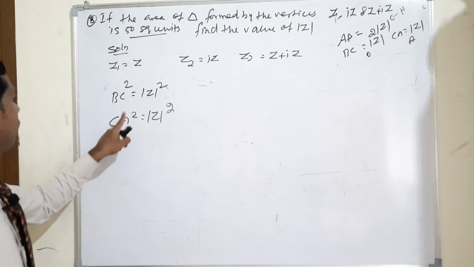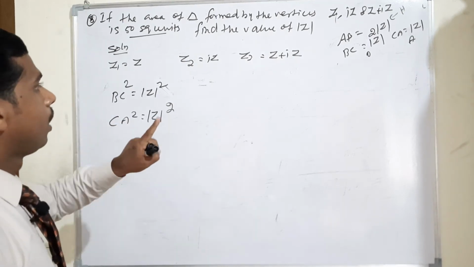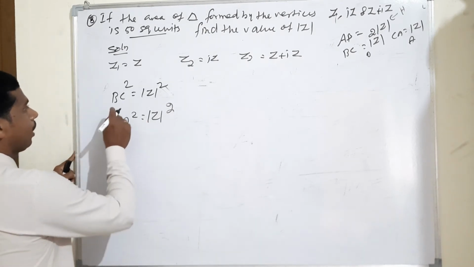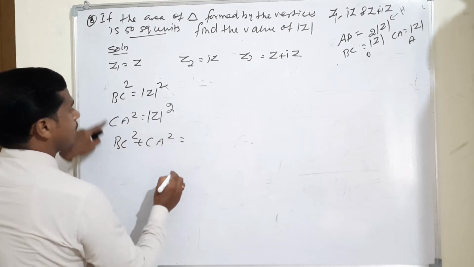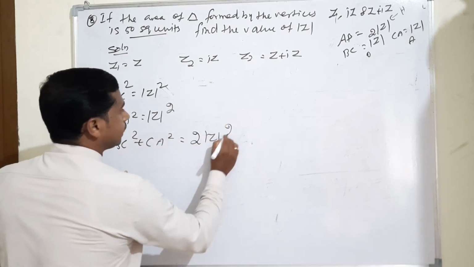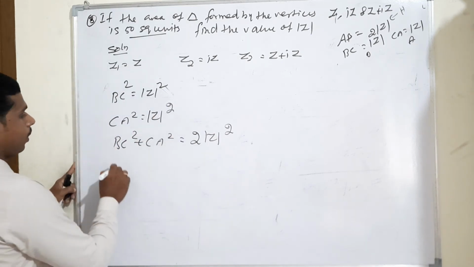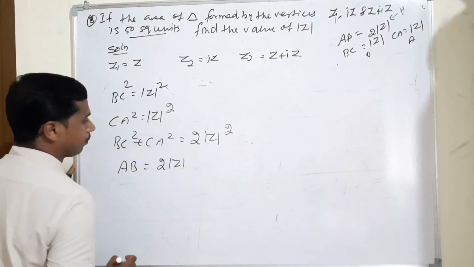So, sorry, BC square is equal to modulus of Z square, CA also. So now AB square, first we can add it: BC square plus CA square means what will happen? Two modulus of Z square, isn't it? So AB square is two modulus of Z square. Then what is the meaning of AB? AB we have root two modulus of Z.